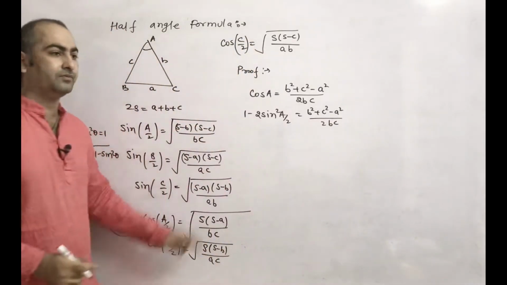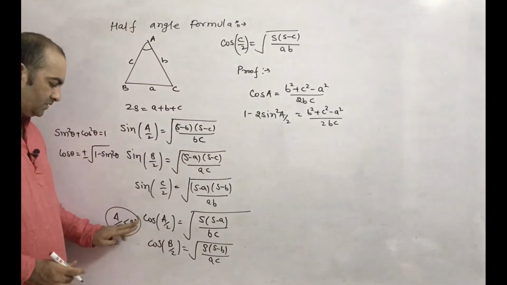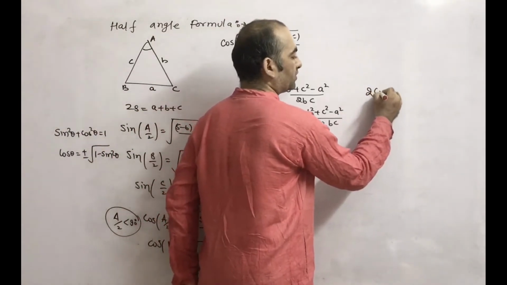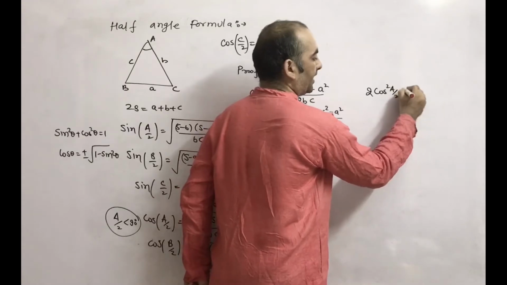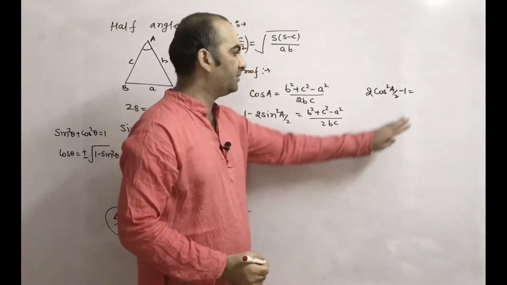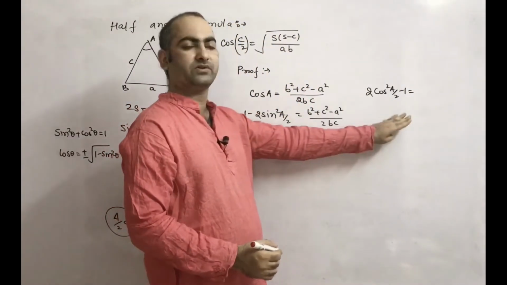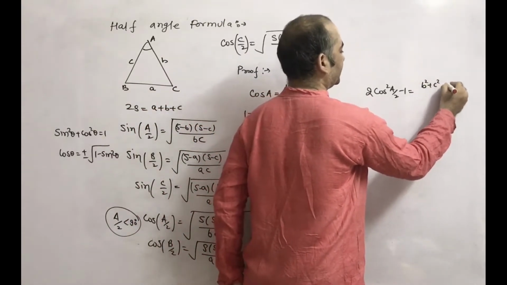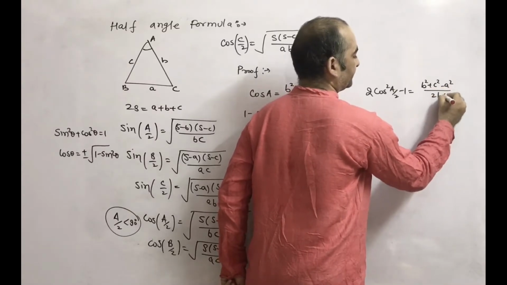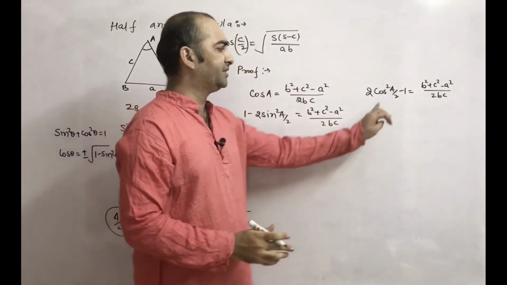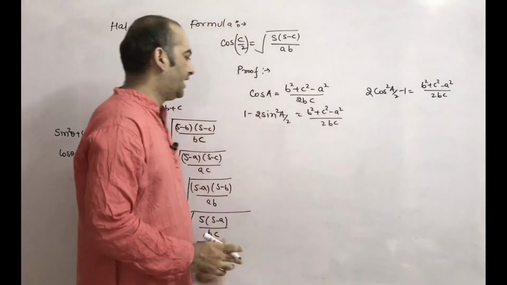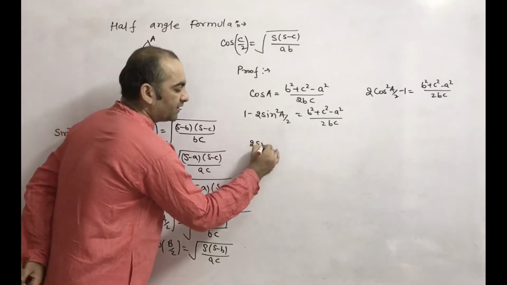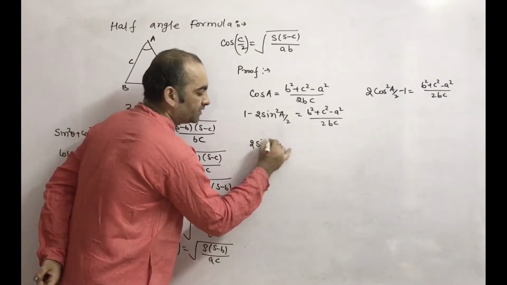Suppose from cos A we want cos A by 2. Then cos A we can write as 2 cos square A by 2 minus 1, which is equal to b square plus c square minus a square divided by 2bc. If we simplify this, we will get cos A by 2. And if you want sin A by 2, you have to simplify the other one. So from here, what will come? 2 sin square A by 2.